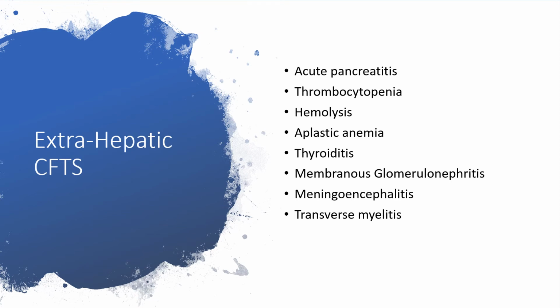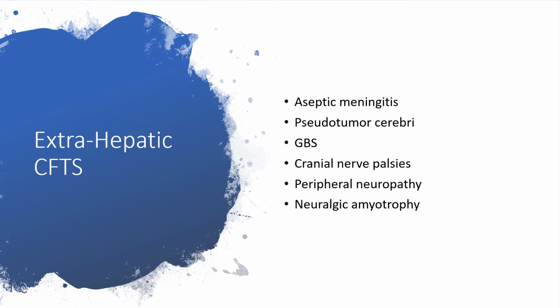Meningoencephalitis or transverse myelitis all could occur as part of extra-hepatic clinical features. We're not done yet. Still on extra-hepatic clinical features, there is likelihood of aseptic meningitis, pseudotumor cerebri, Guillain-Barré syndrome, cranial nerve palsy, peripheral neuropathy, or neuralgic amyotrophy. In other words, many organs like pancreas, like the kidney, like the thyroid, and of course the brain can suffer just because there's a problem occurring right there in the liver, now spreading wide, affecting all organs in the body.